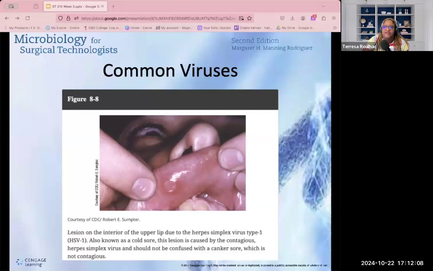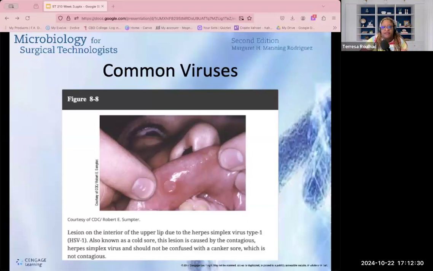We also have Epstein-Barr virus, EBV. This virus is best known for causing mono, or as they say, the kissing disease. Human herpes virus 6 and 7. These viruses usually cause mild childhood illnesses such as roseola.